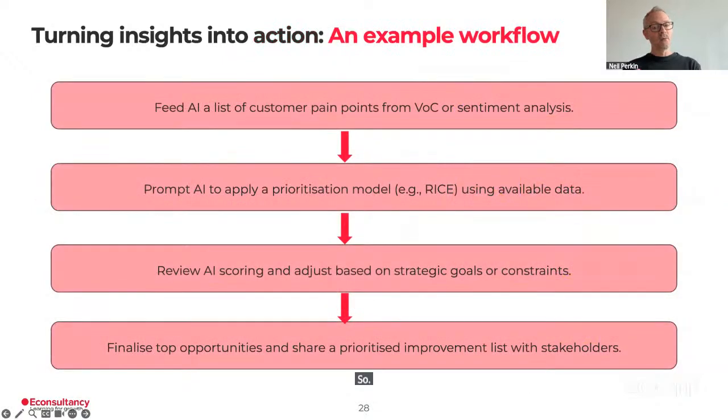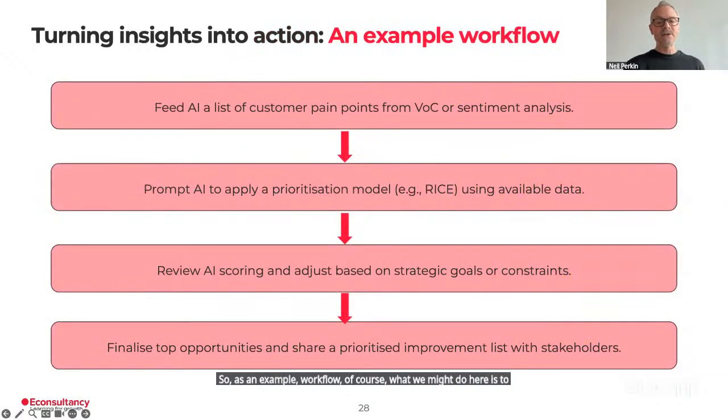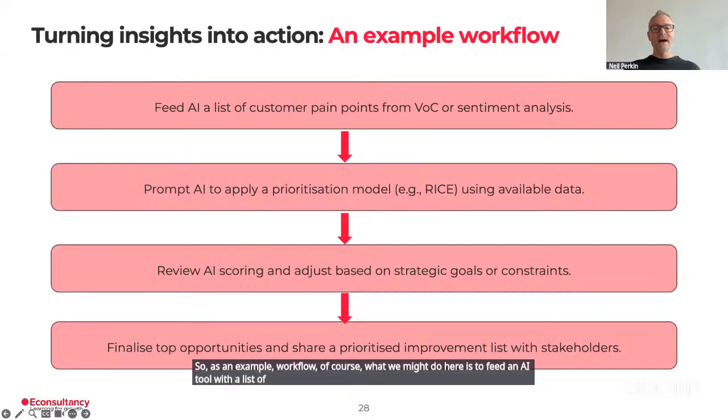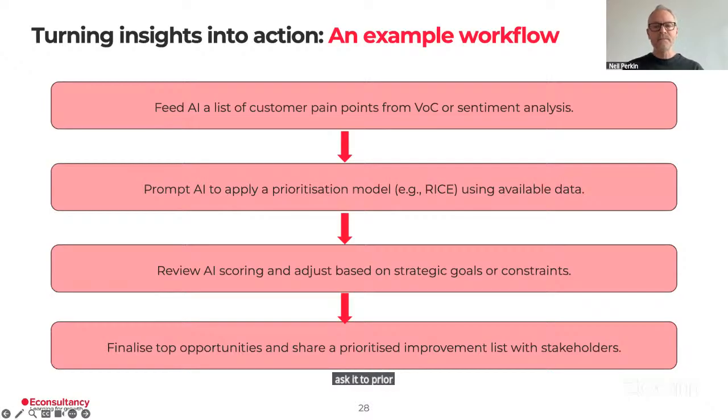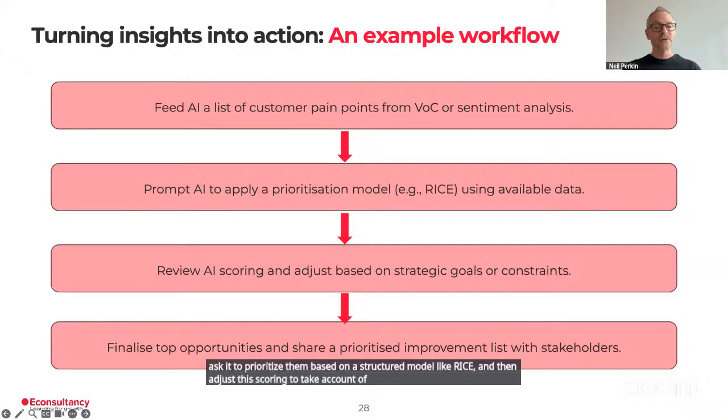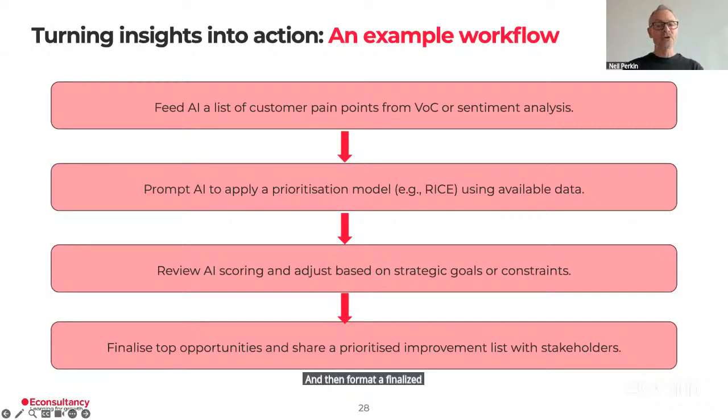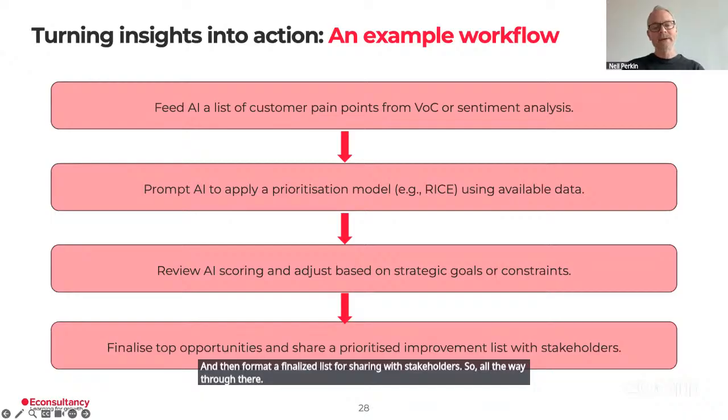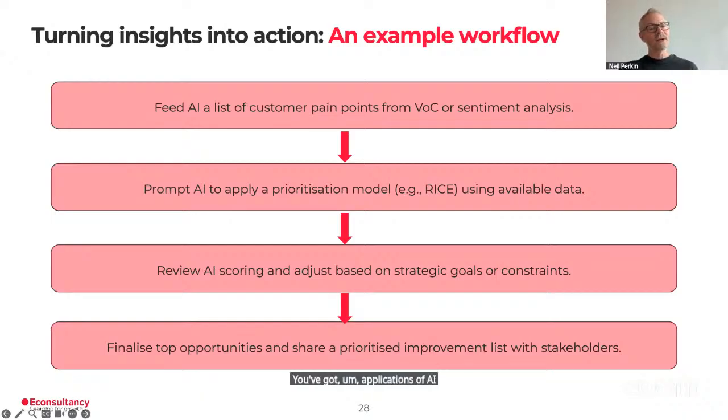So as an example workflow, of course, what we might do here is to feed an AI tool with a list of customer pain points, which have come from your insight work, ask it to prioritize them based on a structured model like RICE, and then adjust this scoring to take account of our strategic goals or constraints, and then format a finalized list for sharing with stakeholders. So all the way through there, you've got applications of AI, not just one dimensional, but all the way through the process there.